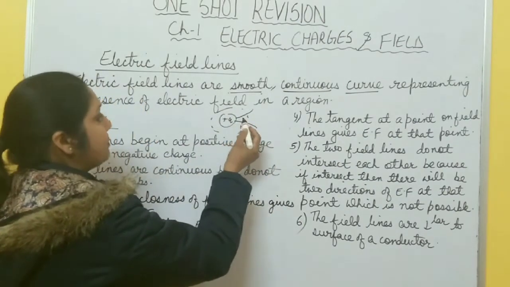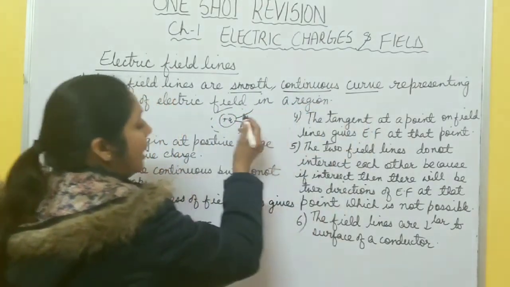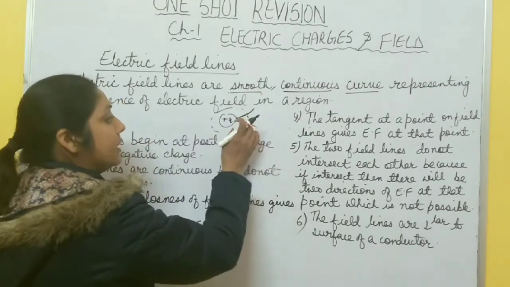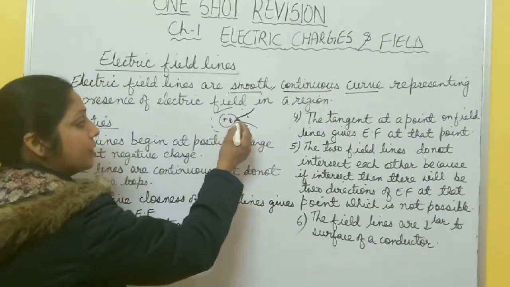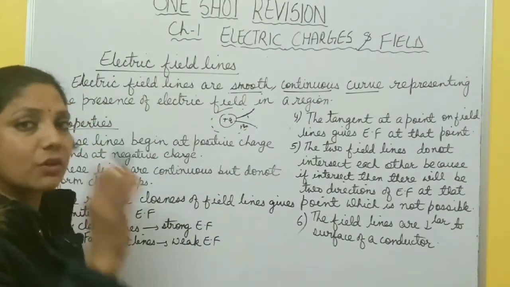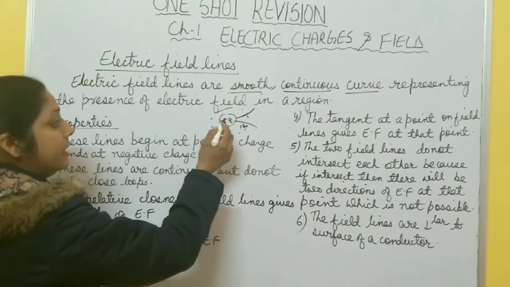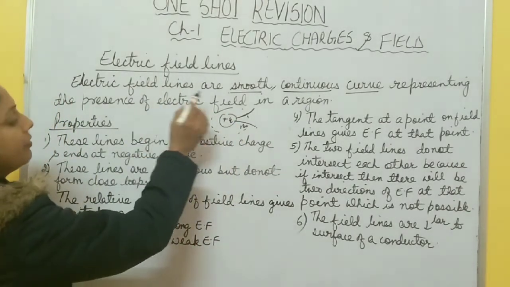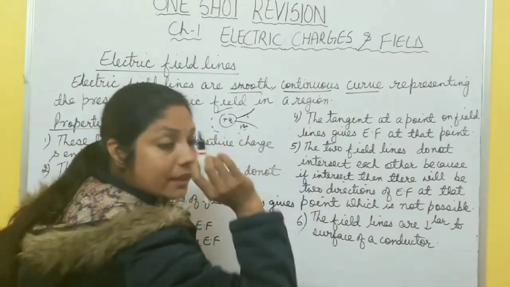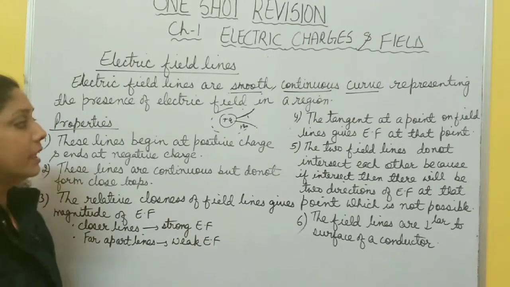So these paths, these curves which are continuous, mean there is presence of electric field in this region, right? So this curve represents presence of electric field in this region. And these curves are called electric field lines. So you can define electric field lines as a smooth, continuous curve representing the presence of electric field in a region.